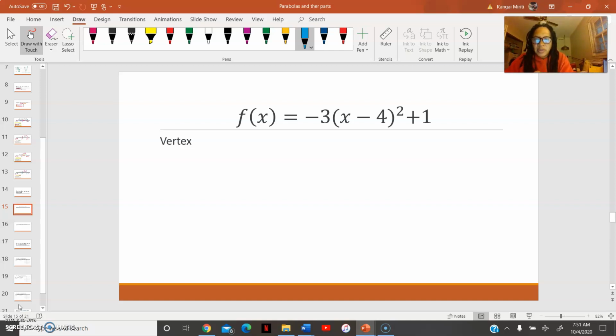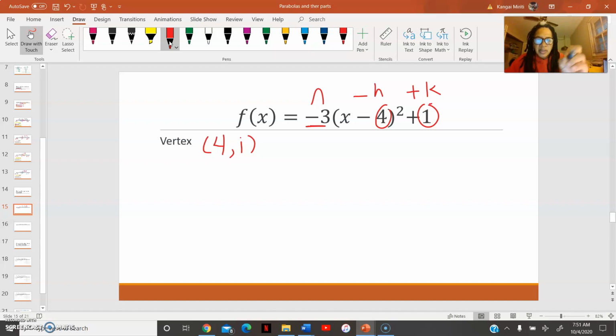So first of all, let's just go ahead and write down what the vertex is for this parabola. We've worked on that a lot. Remember, we're looking for our minus h and our plus k. So it looks like we can just take these right out of here. So the vertex is 4, 1. And we know that it is turned down because this is negative here.